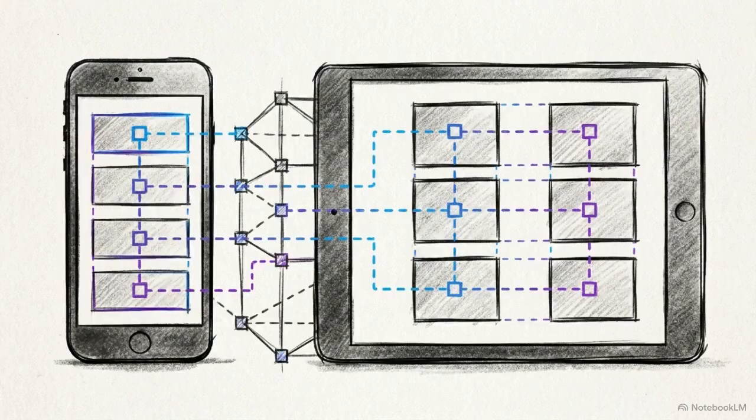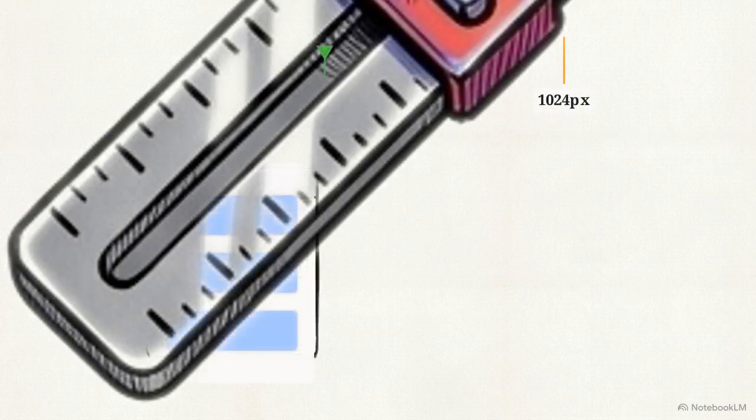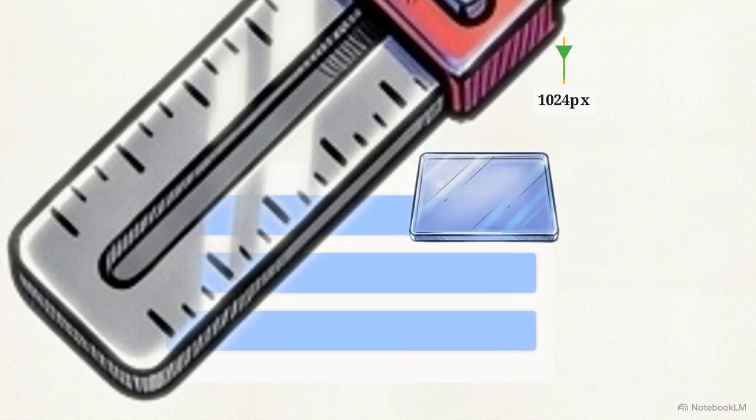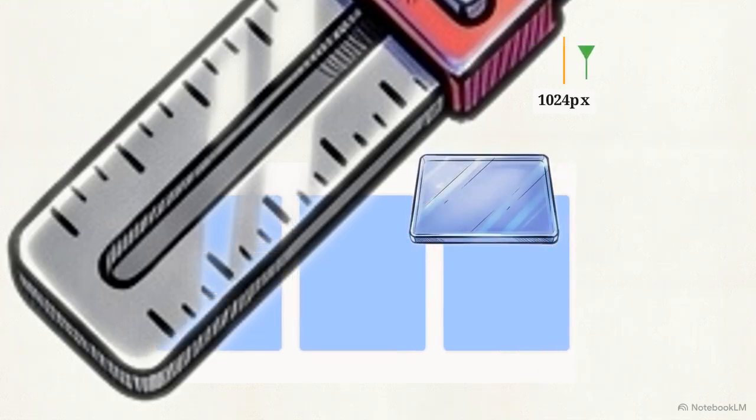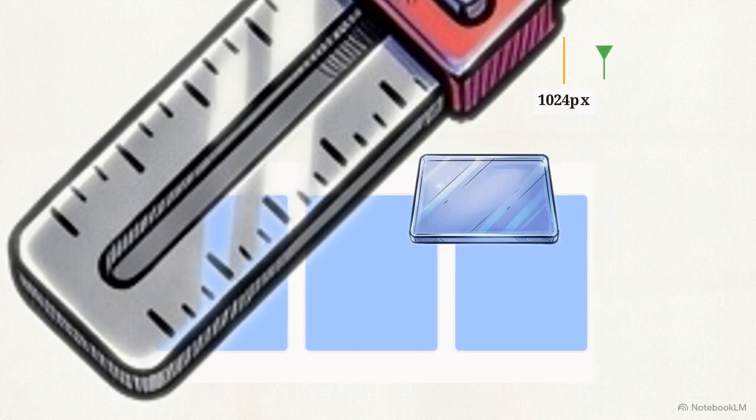Now that the mobile baseline is solid, you need a way to selectively change your layouts only when the screen gets wider. This infographic breaks down the anatomy of a CSS media query. Think of it as an if statement for your styling. You establish a breakpoint by defining an exact pixel width. If you want a layout to shift from a single mobile column to a desktop grid, you set a minimum width condition. The rules inside that query will only activate when the screen is at least that wide.